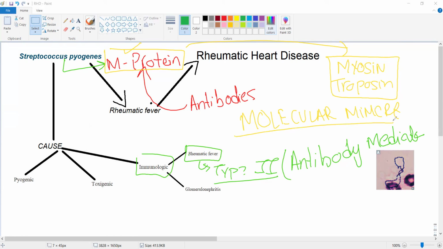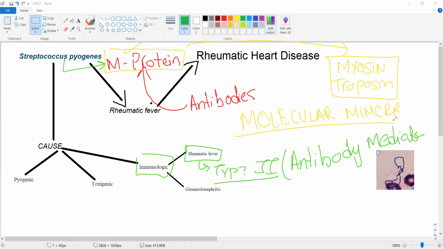Sometimes they give you a vignette of rheumatic heart disease and want to know about the pathophysiology. Sometimes the answer is molecular mimicry, sometimes the answer is antibody mediated, sometimes the answer is antibody against myosin, tropomyosin and M protein. This is a very, very high yield concept, right?